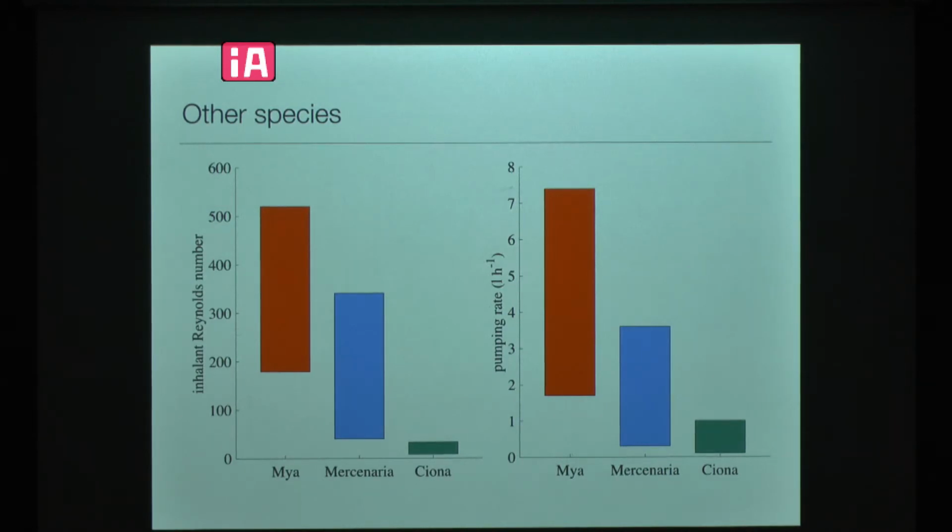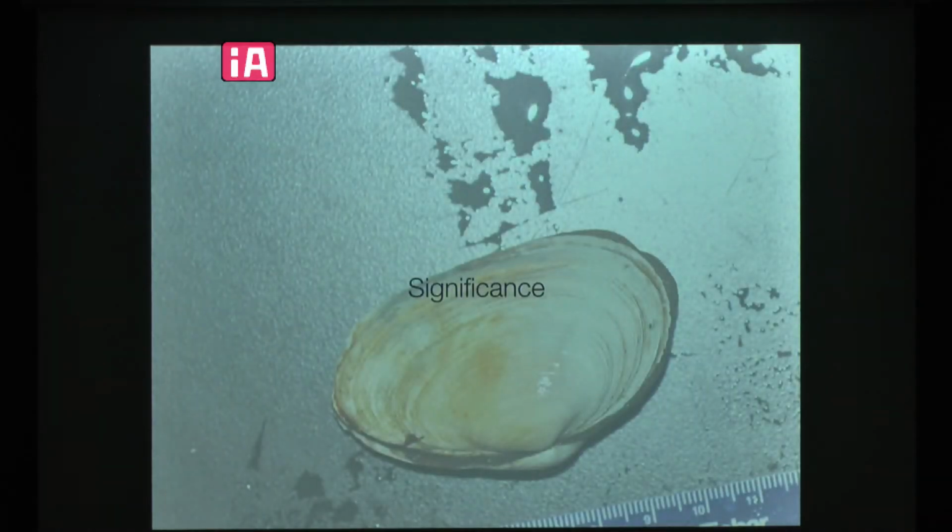And you can see there's quite a range here, from Mercenaria, which has pumping rates of 1.7 to 7.4 liters per hour, whereas Ciona only has pumping rates between 0.1 and 1 liter per hour. So the reason we do this is we're really interested in getting more accurate suspension feeding values in order to feed into ecosystem models, for various reasons to quantify suspension feeding.